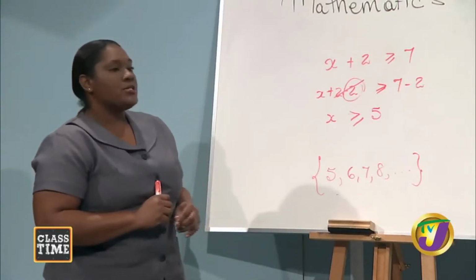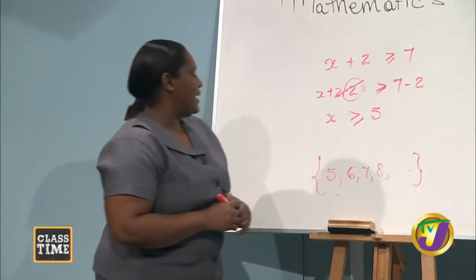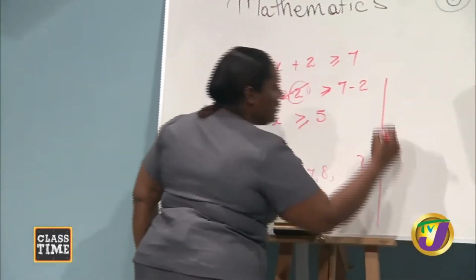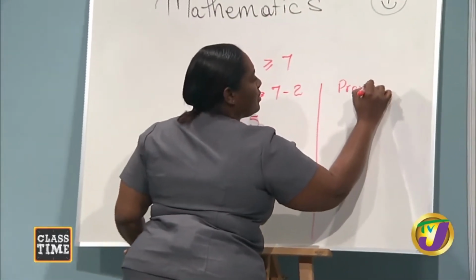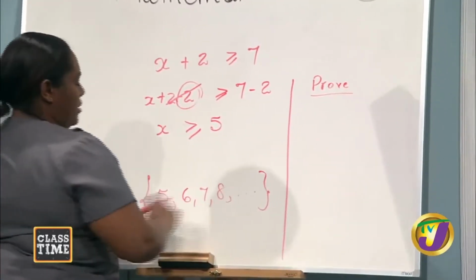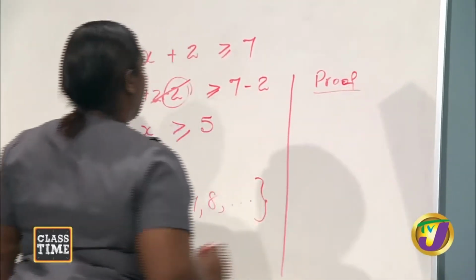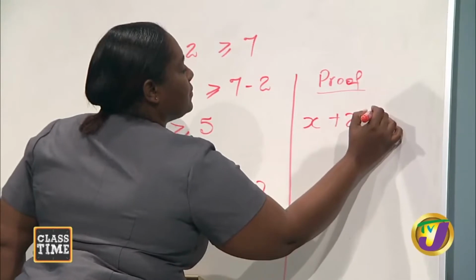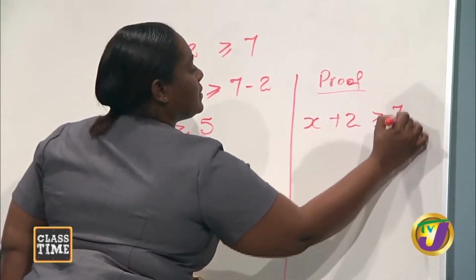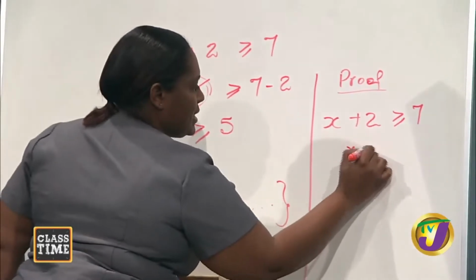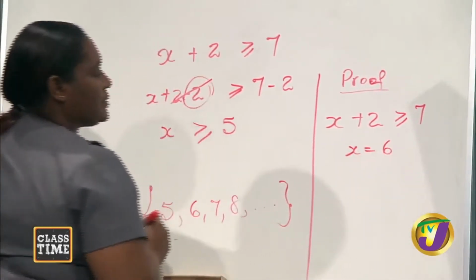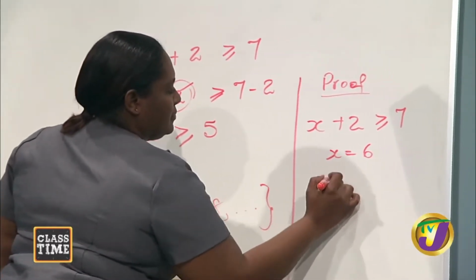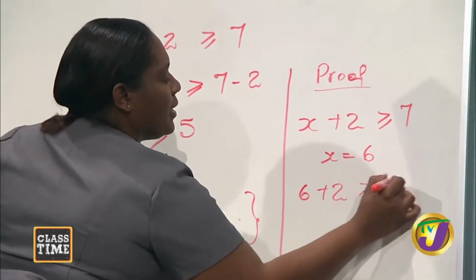We can go ahead and test to see that this is actually true. So I'm going to randomly take 6. I'm going to make a note that we are proving our solution, so it's a proof. The inequation that we are working with is x plus 2 is greater than or equal to 7, and we let x equal 6. So we are going to be substituting: wherever we see x, we put the 6.